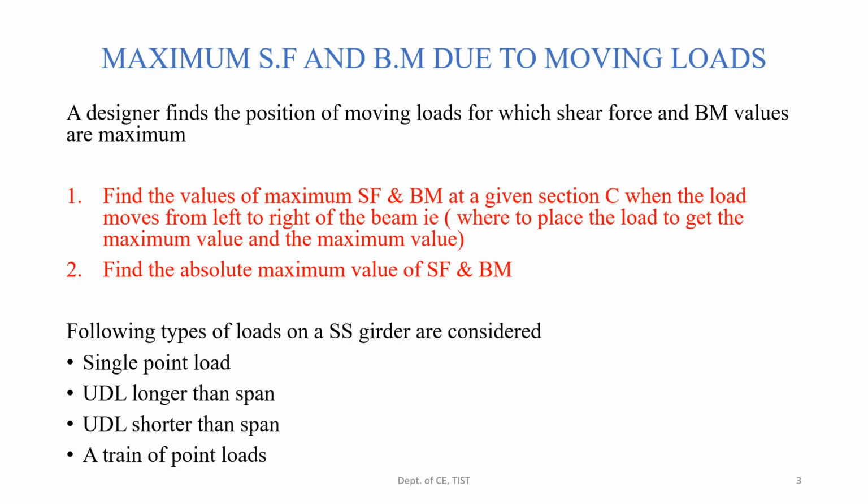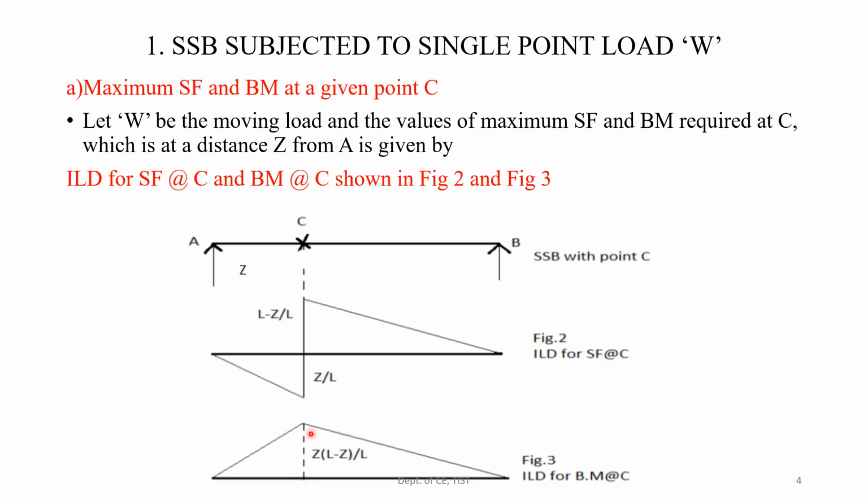These are the following types of loads on a simply supported girder that we are going to consider: a single point load, then UDL longer than the span, then UDL shorter than the span. The train of point loads will be discussed in the next section. See this figure. When the load is at this section C, you will get the maximum ordinate of bending moment, and that ordinate is equal to Z into (L minus Z) by L. Multiplying the maximum ordinate by the load, W Z into (L minus Z) by L will give the value of maximum bending moment.